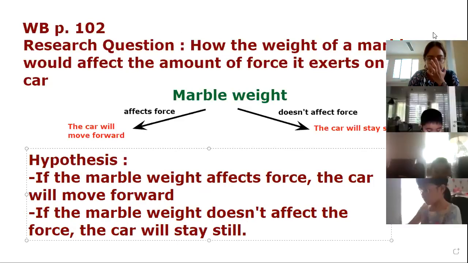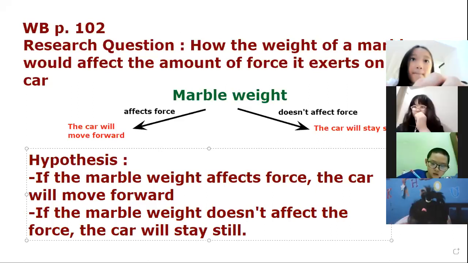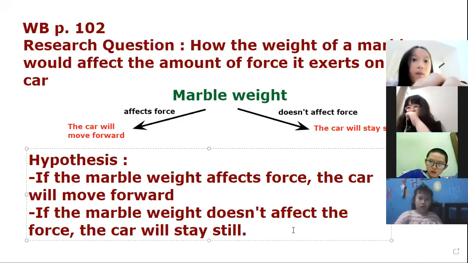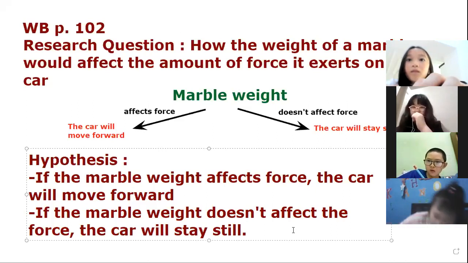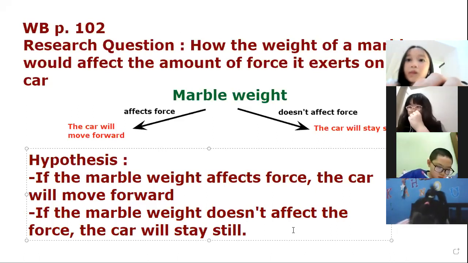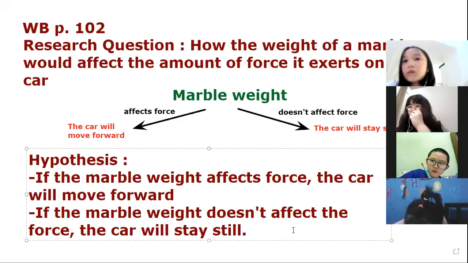Let's write the hypothesis. What do you think happened to the toy car when it was hit by the marble? Slightly different because I do not use the word weight. Oh yeah, it's okay. I just say, what do you think happened to the toy car when it was hit by the marble?